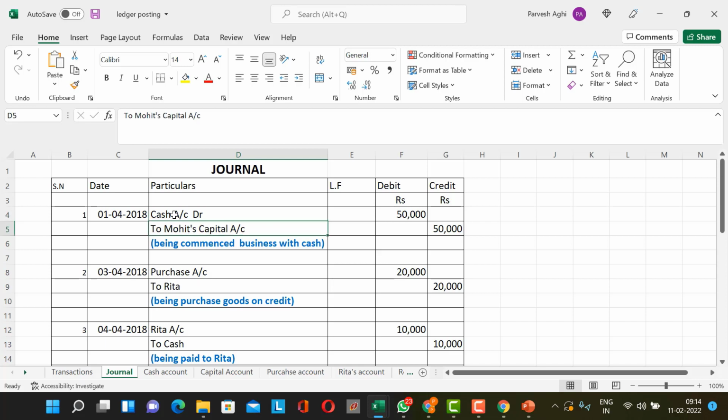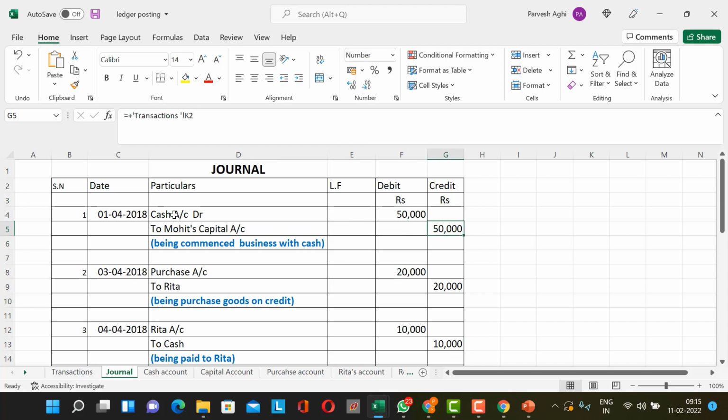But Mohit's capital account, what is this account? Real account, personal account, or nominal account? Personal account, sir. So credit, what is the rule for personal account? Credit the giver. So Mohit has given the money to the company. So we are crediting his account.